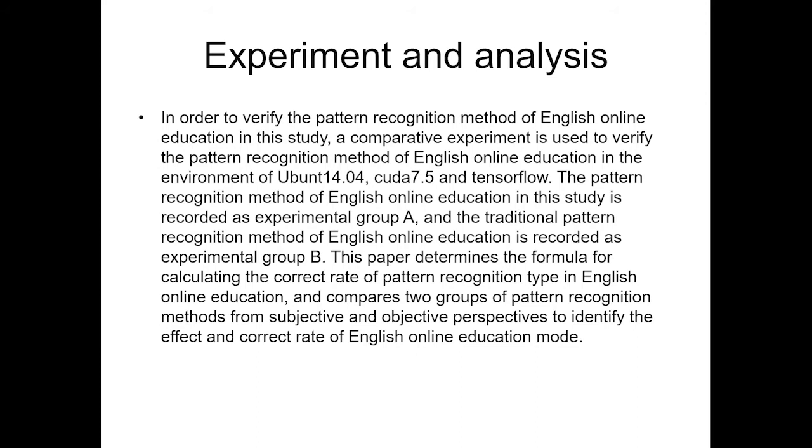The traditional pattern recognition method of English online education is recorded as experimental group B. This paper determines the formula for calculating the correct rate of pattern recognition type in English online education, and compares 2 groups of pattern recognition methods from subjective and objective perspectives to identify the effect and the correct rate of English online education mode.